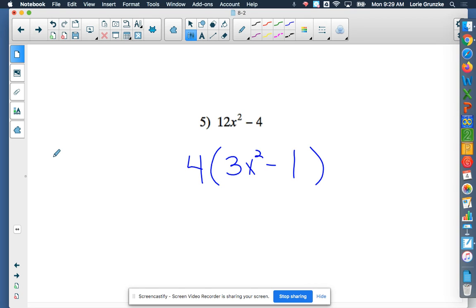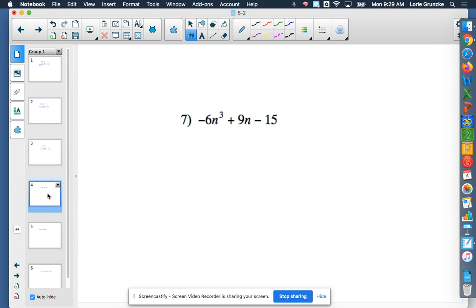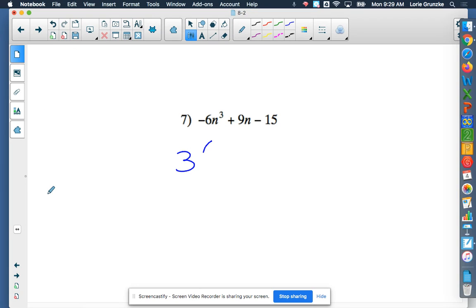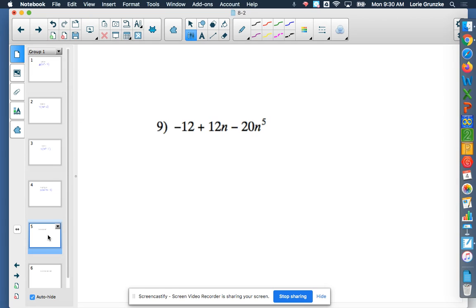Okay, we're up to number 7 already. Now I have 3 things, so I have to look at all 3 things. What's a number I can take out of a 6, a 9, and a 15? If you said 3, you were correct. So take 3 out of negative 6, you have a negative 2n cubed left. Divide a 3 out of the 9, you have 3n left. Take a 3 out of negative 15, you have a negative 5 left. Okay, that was 7, 2 left. You try this one.